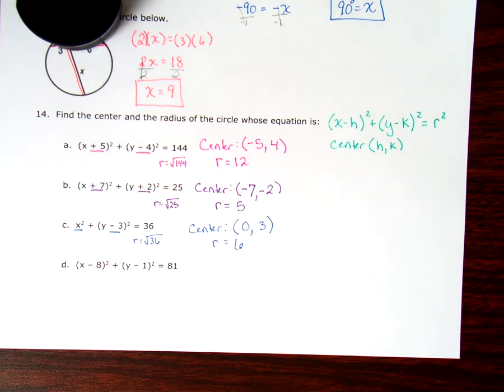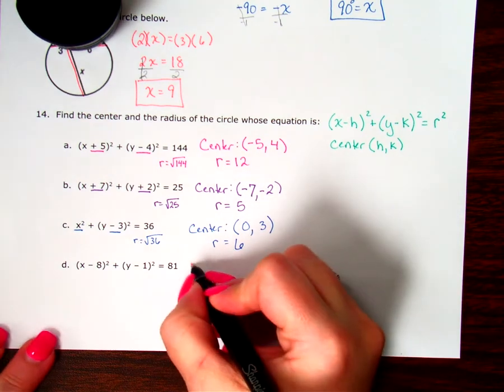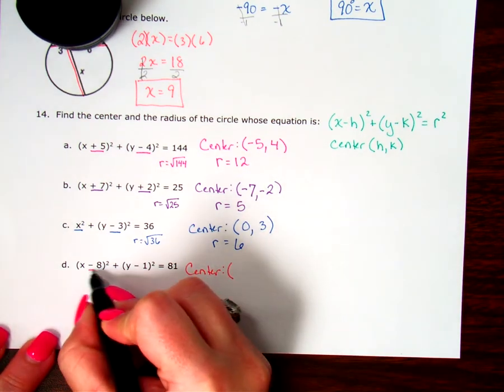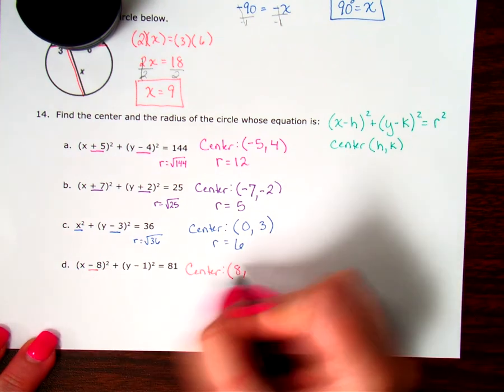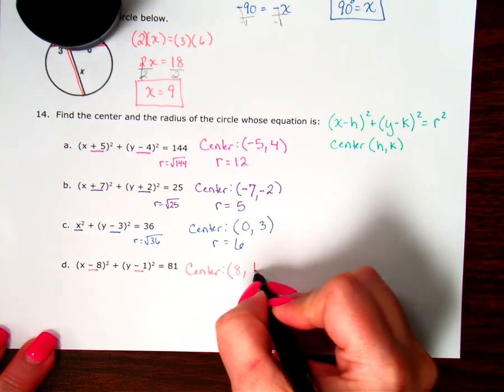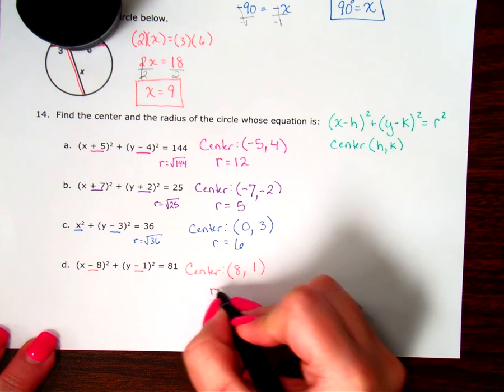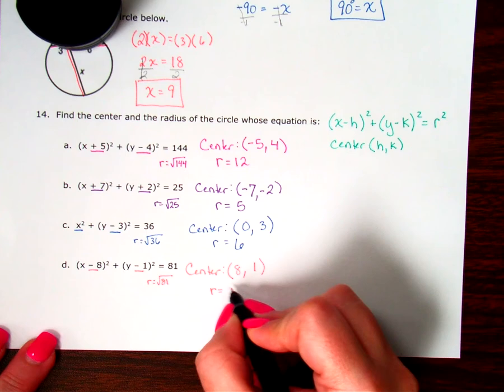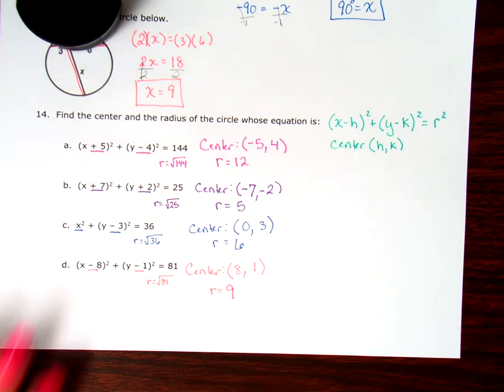All right, and then for the last one here, my center is going to be +8, +1, and my radius, I have to unsquare the 81, which gives me 9.